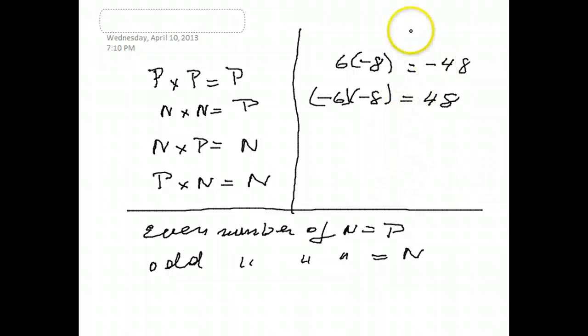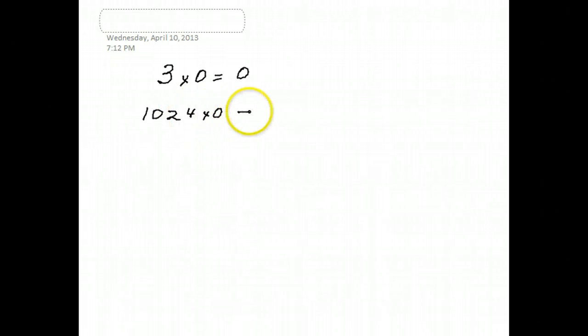Now, some of the additional sections in this chapter should be fairly obvious. One of them says that anything multiplied by 0 is equal to 0. So 3 times 0 is 0. 1024 multiplied by 0 is also equal to 0. All right?